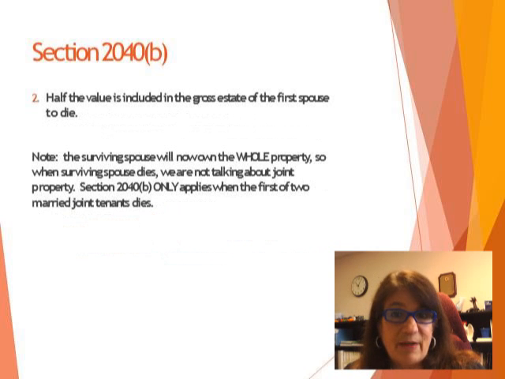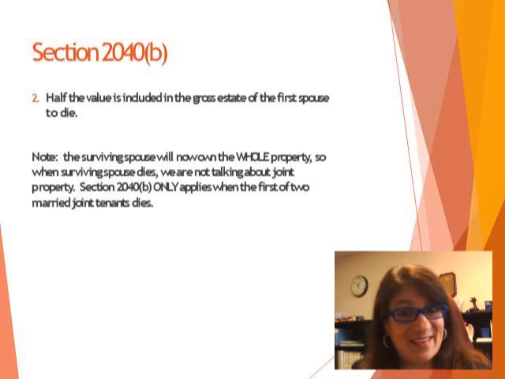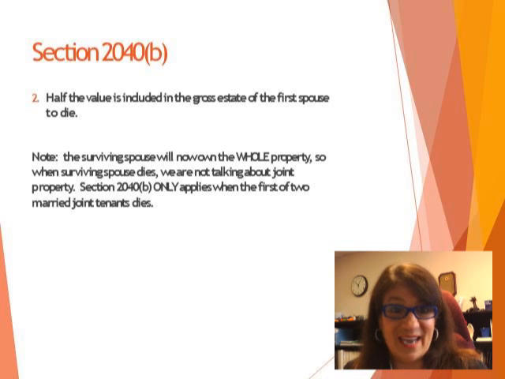Next point, half the value is included in the gross estate of the first spouse to die. So we're talking about including property that was owned as joint tenants. Note, after the first person dies, there's no more joint tenancy because the survivor just owns the whole thing. But we're including half the property in the first spouse's estate.